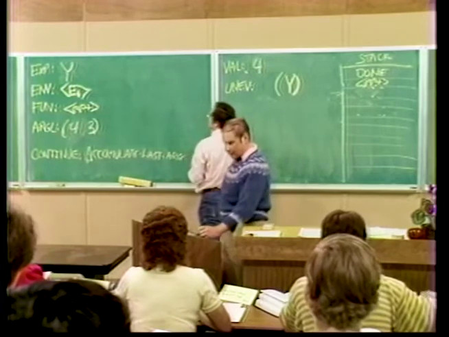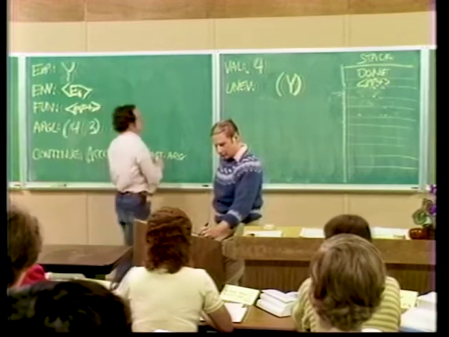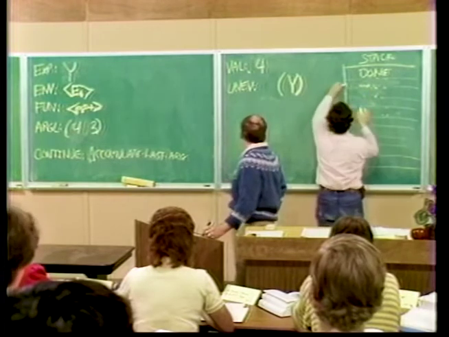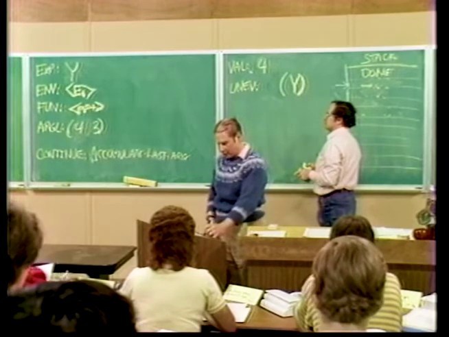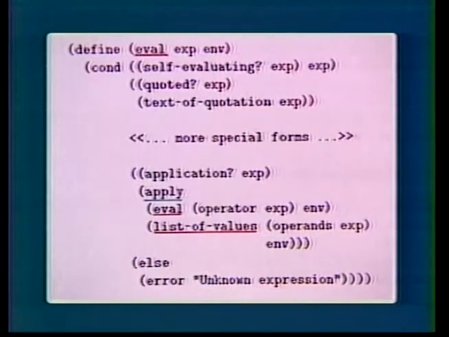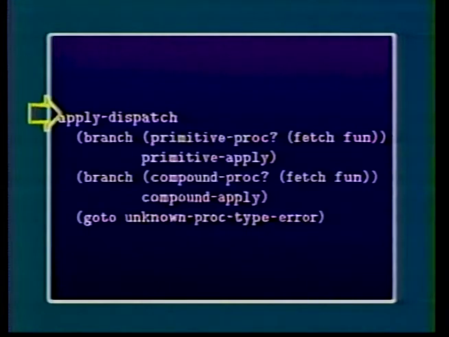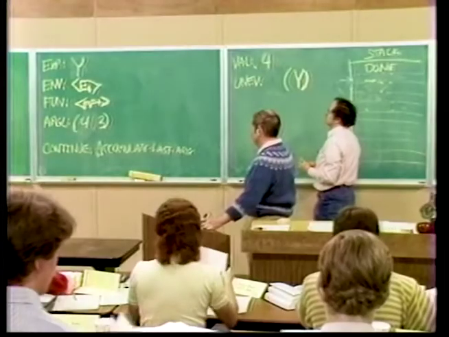We restore what was saved in the function register. And notice in this case it had not been destroyed, but in general it will be. And now we're ready to go off to apply dispatch. We've just gone through the eval: we evaluated the operator and the arguments, and now we're about to apply them. We check whether it's a primitive or compound procedure. In this case, it's a primitive procedure, so we go off to primitive apply, and it says assign to val the result of applying primitive procedure of the function to the argument list.